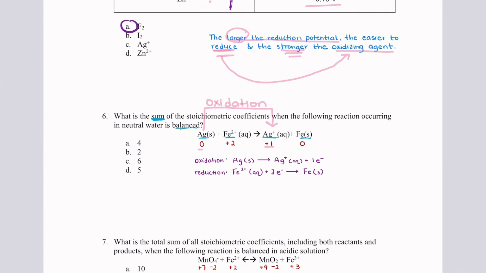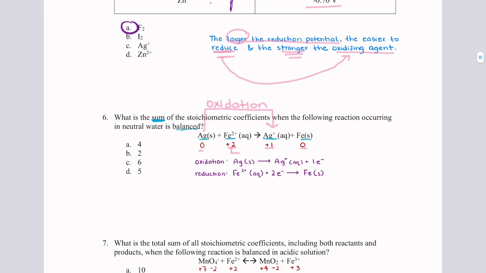What about iron? Iron starts as iron 2 plus. That means its oxidation number in the reactants is plus 2. Then it ends up as elemental iron in the product with an oxidation number of 0. Going from plus 2 to 0 is a decrease in oxidation number, which means iron gained electrons and is reduced. Now we can write the two half reactions.